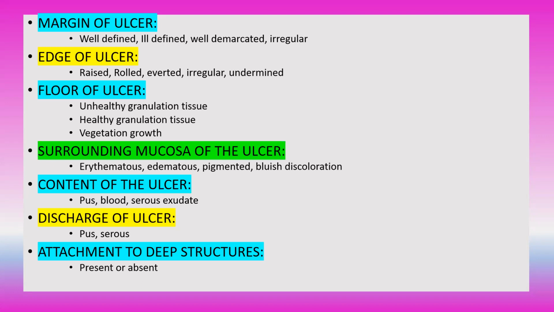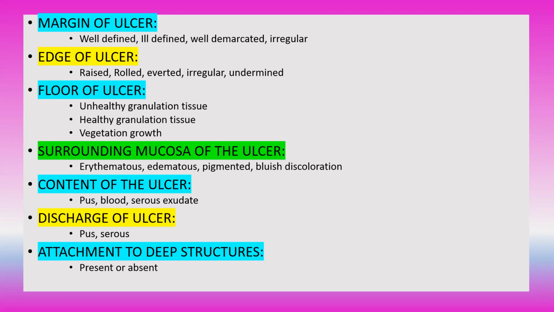Floor of an ulcer. Either the floor can be completely exposed or it can be covered with unhealthy granulation tissue, sometimes healing granulation tissue where more of a reddish component can be seen, and vegetation growth may also be seen in certain ulcers. The surrounding mucosa of the ulcer can be erythematous, edematous, pigmented in nature, or it can even have bluish or reddish discoloration. Mostly, we have an erythematous halo which is surrounding the ulcers, which is a characteristic of any ulcer.